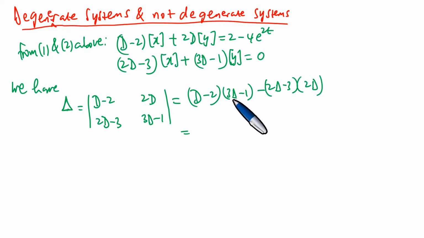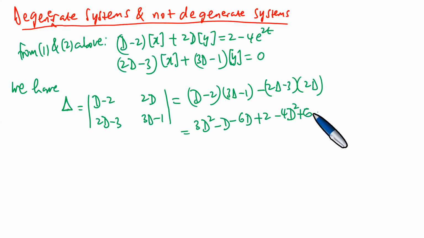So the D and the 3D is going to be 3D squared. So this is going to be 3D squared minus D minus 6D plus 2 minus 4D squared plus 3 plus 6D, which is equal to. So now at this point, we can start with the 2, it doesn't really matter. Then we come to the D terms. It's only going to be minus D because the minus 6D and the 6D go away. And then we have the 3D squared minus 4D squared, which is minus D squared.